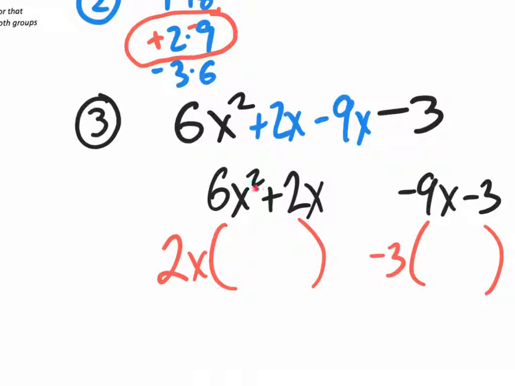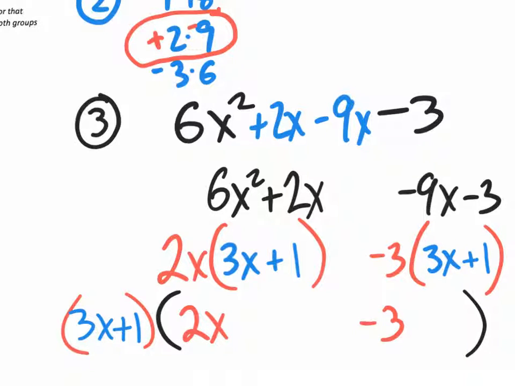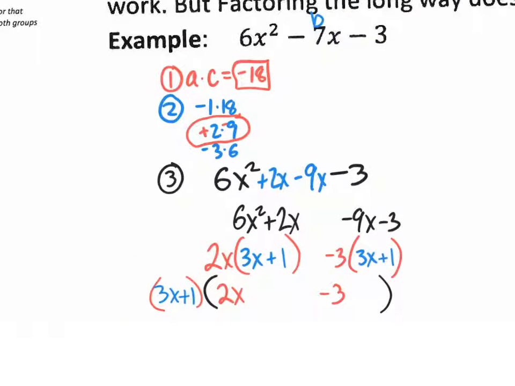What's 2x times what will give me 6x squared? 3x. A 3x. And a plus 1 also. So 3x plus 1 is a common binomial. And the other one, it'll also be 3x plus 1, correct? Yeah. Final step would be to use some exaggerated parentheses. Pull out that common binomial of 3x plus 1. What do we have left? 2x minus 3. So that is our factored form of the original.